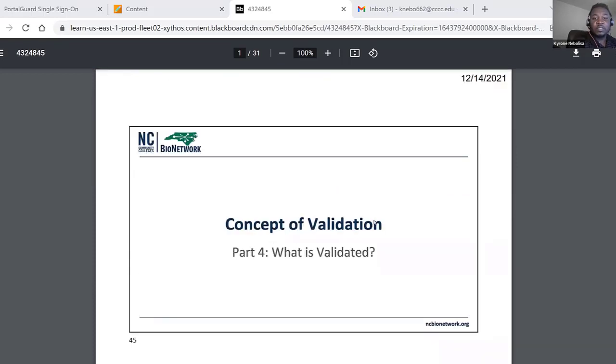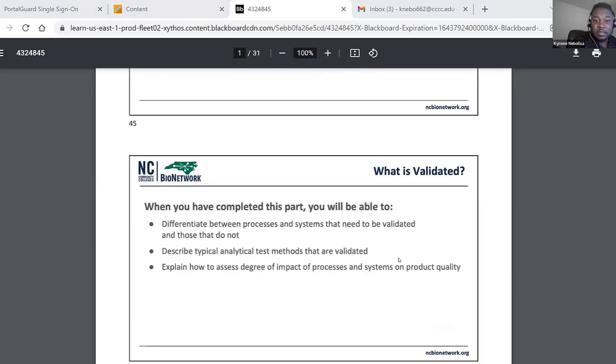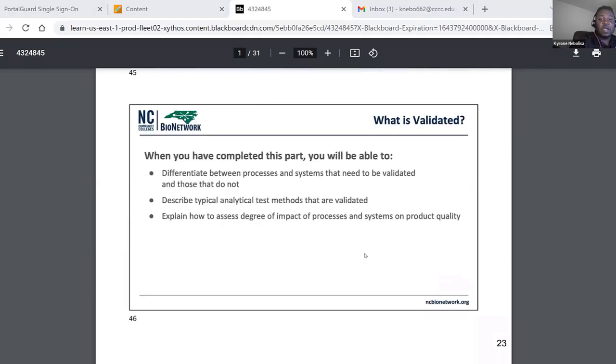So, the first part of this lecture will cover what is validated. After we complete this part, you should be able to differentiate between processes and systems that need to be validated and those that don't have to be. You should be able to describe typical analytical test methods that are validated, and you should be able to explain how to assess degree of impact of processes and systems on product quality.